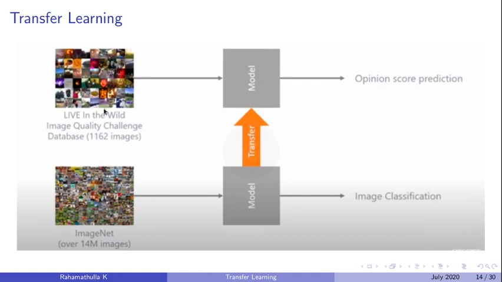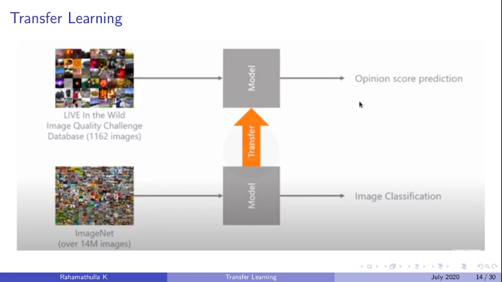For example, you are going to do some application on the image live in the wild image quality challenge. It has got a smaller number of images in the database. For example, it has got only 11,162 images. With that, you create a model and you do opinion score prediction. But you have other databases which have a large number of images, and with that you create a model and transfer the knowledge which is obtained from this model, and now you attach that also along with your model.